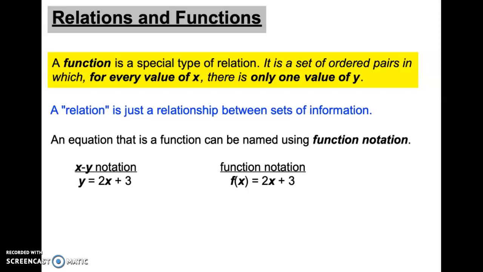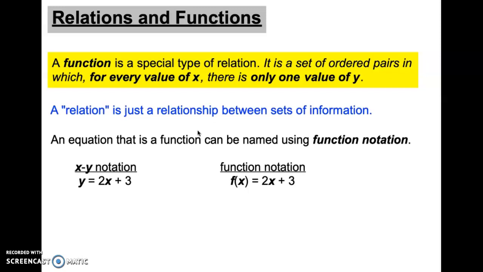Today we'll be reviewing function notation and transformations. So a function is a special type of relation. It is a set of ordered pairs for which every value of x has only one value of y. A relation is just a relationship between two sets of information, and a function is really just a subset of relations.